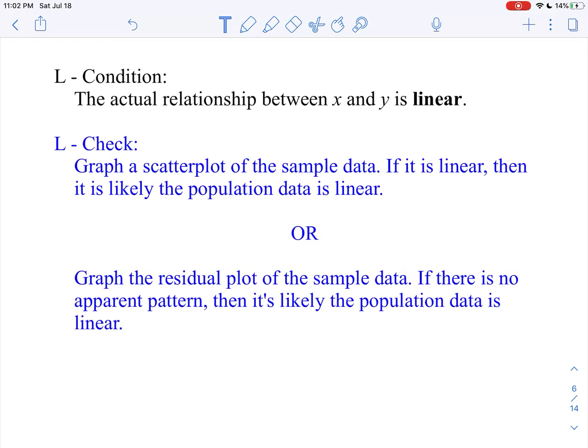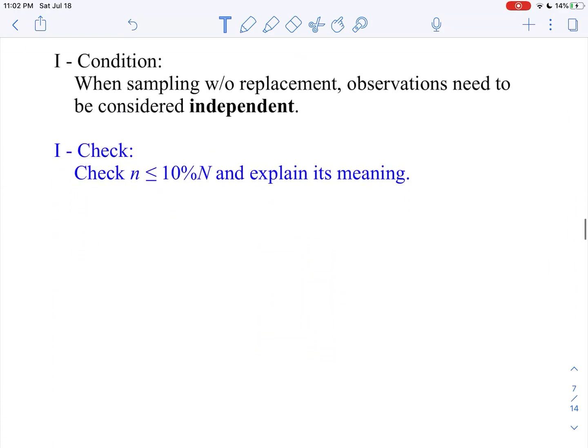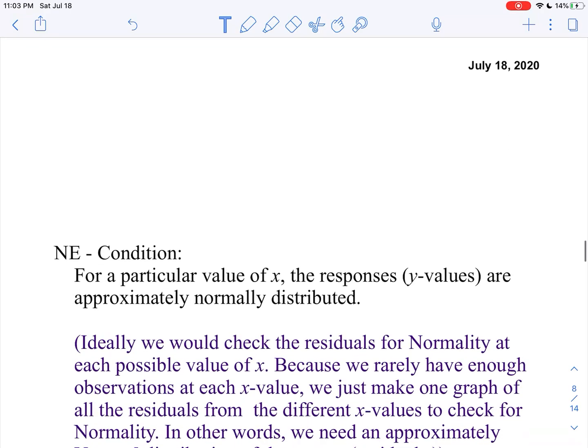Okay, our I then is the same as it's always been. When we're sampling without replacement, the observations need to be considered independent. And so, of course, we just check that our lowercase n is less than or equal to 10% of capital N and explain what that means. So that's nothing new.